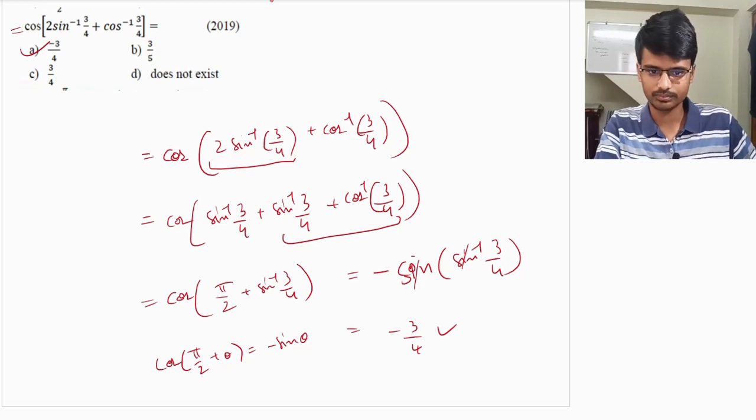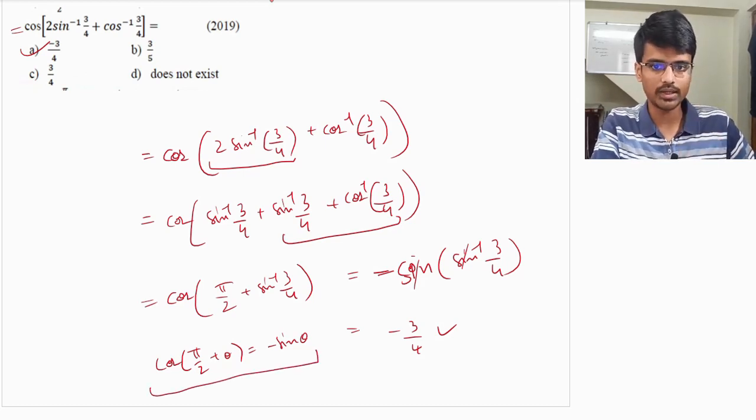It is important, right? This minus is important. If you miss the minus, everything is gone, because cos in the second quadrant is negative.